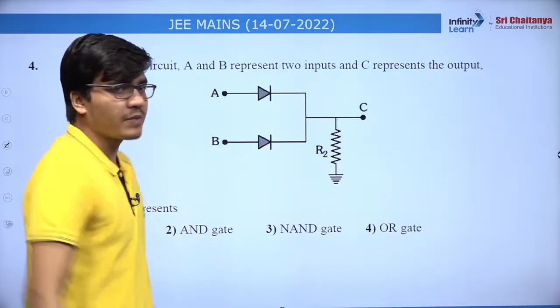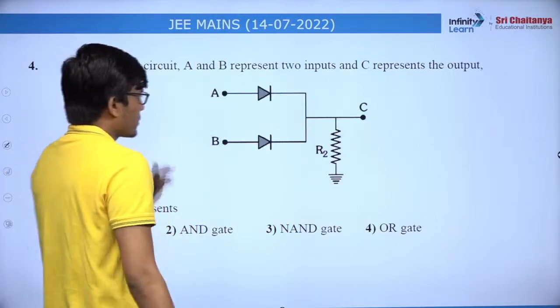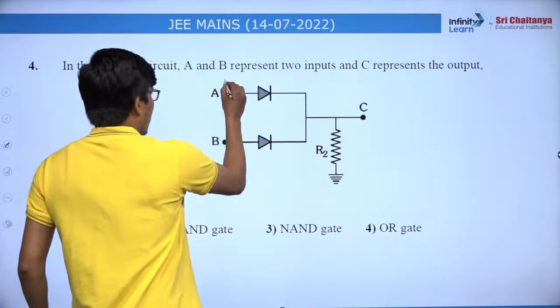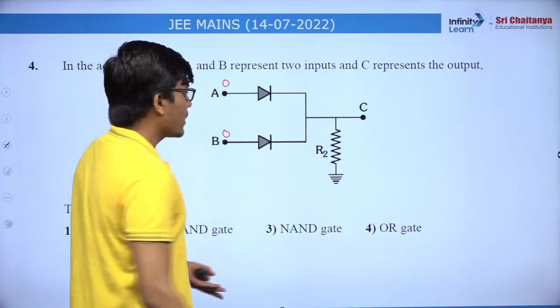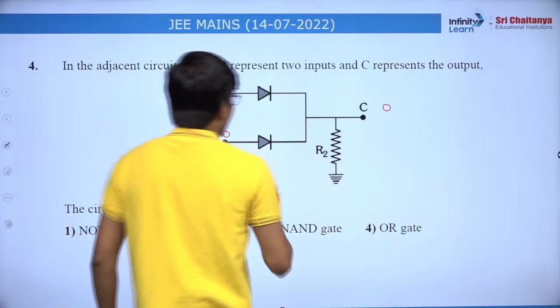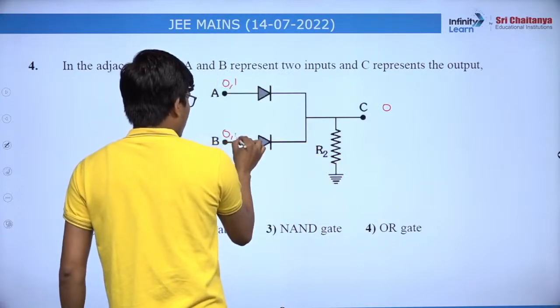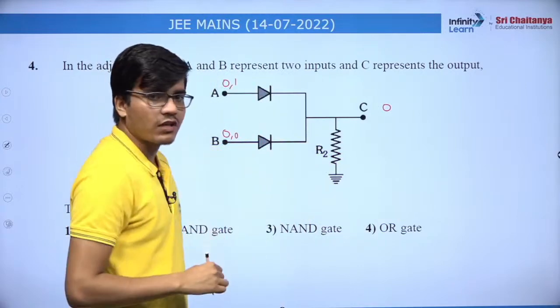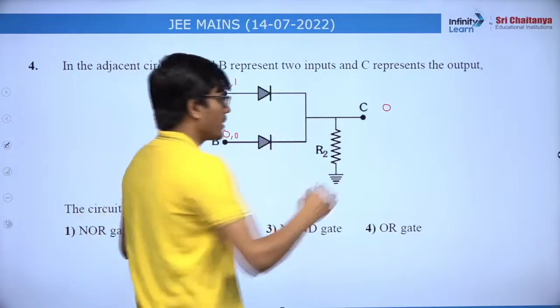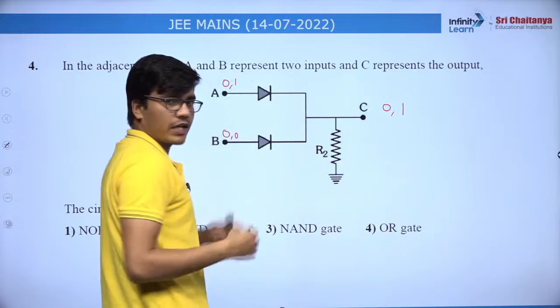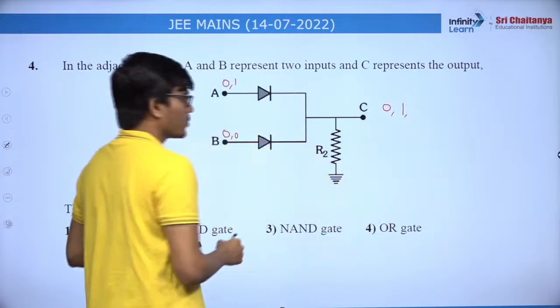Moving ahead, this is a very simple question. So many times JEE Mains has asked, which gate is this? So let's say both are at 0, means low potential, then they will be in reverse bias, right? So output will be 0. But if one of them is at high potential and the other is at low potential, so from this there will be no current, but this will flow the current, right?